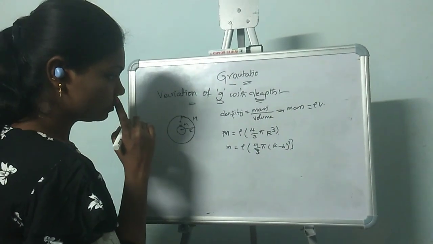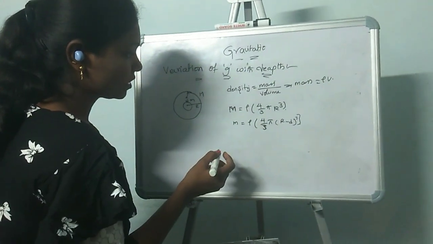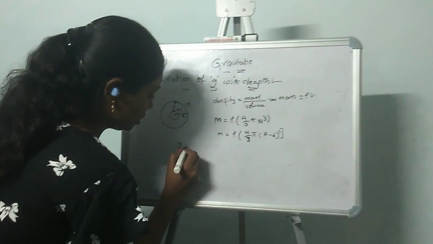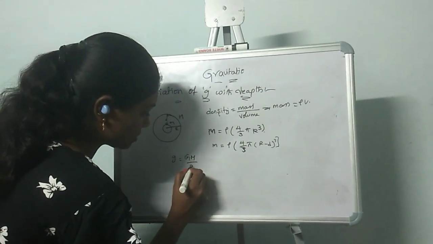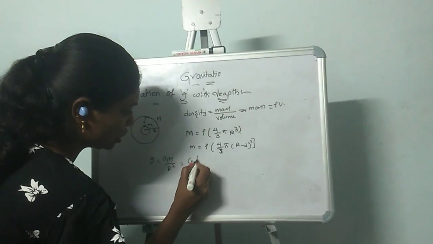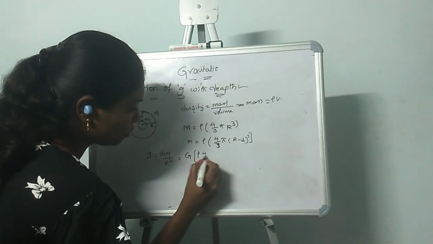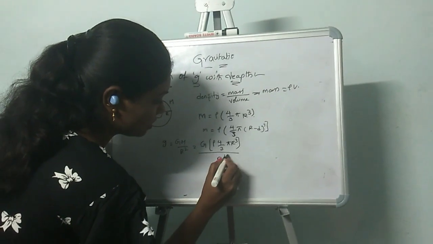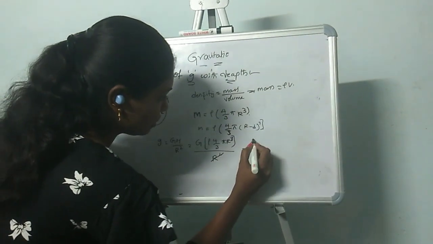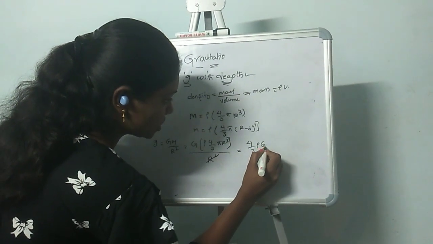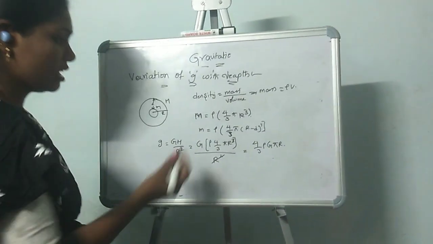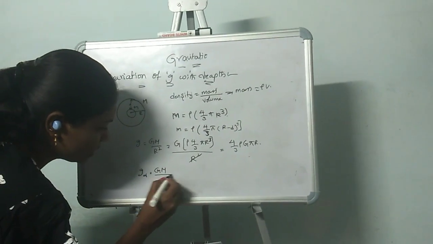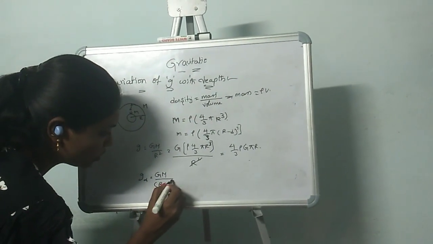So after that we can write g equal to GM by r square. Then we can write G into mass M, rho 4/3 pi r cube by r square. They cancel, giving 4/3 rho G pi r. Like this way we can find out g_v. So g_v equals Gm by (r minus d) whole square.